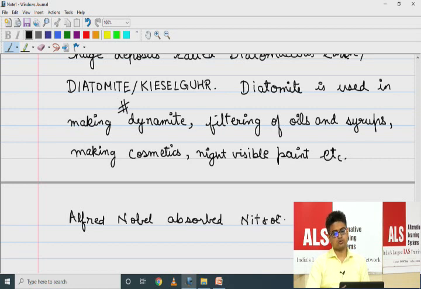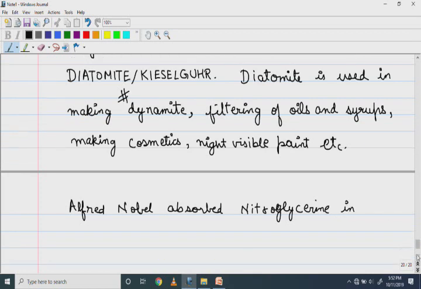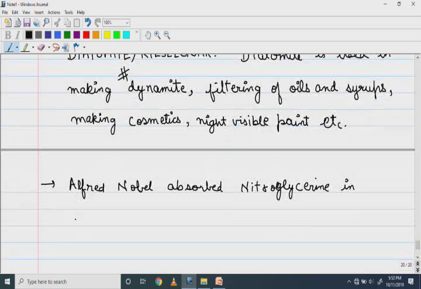Nitroglycerin is a very explosive product. It is made by reacting nitric acid with glycerin. Triple nitration of glycerin gives nitroglycerin, a very highly explosive product. Nitroglycerin is absorbed in diatomite to make a very safe explosive. Nitroglycerin is an unsafe explosive. The safe explosive is called dynamite.